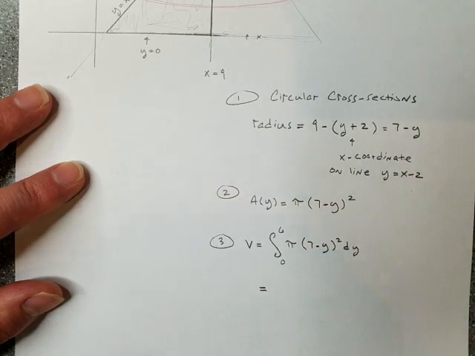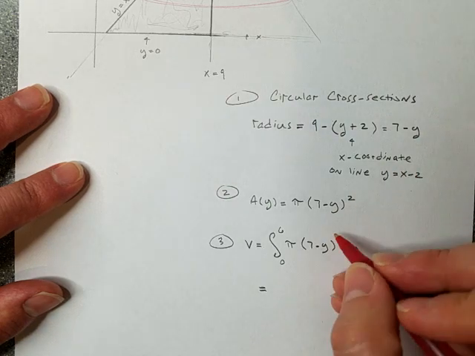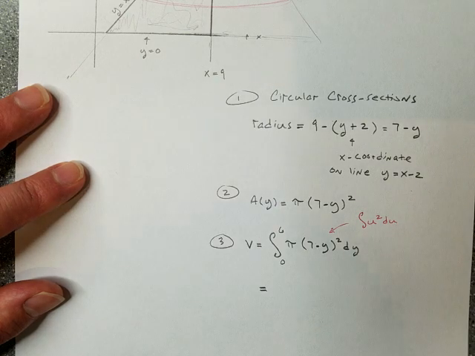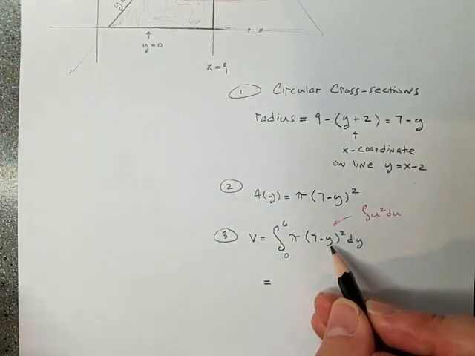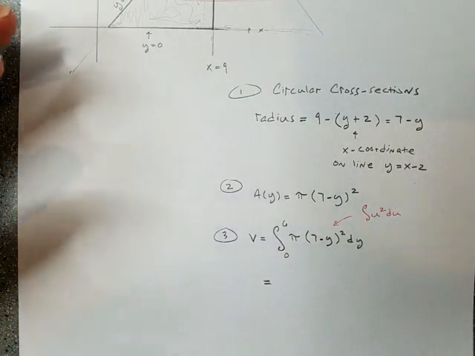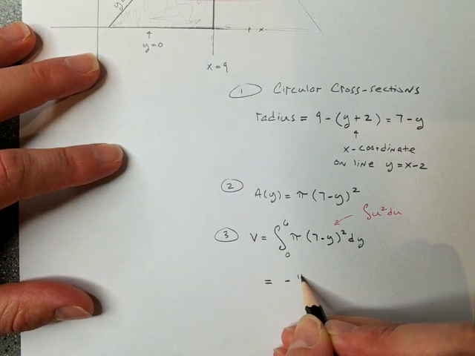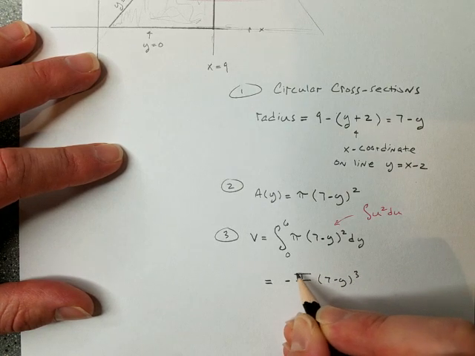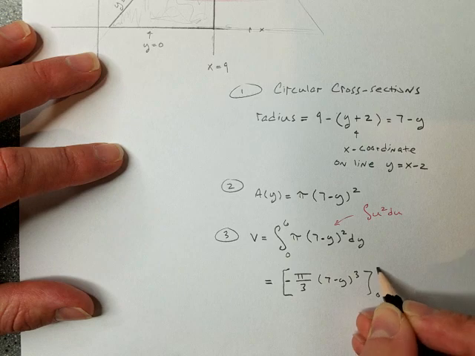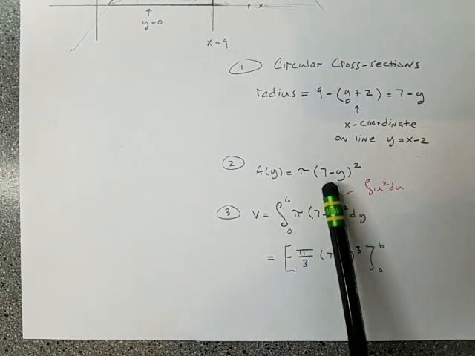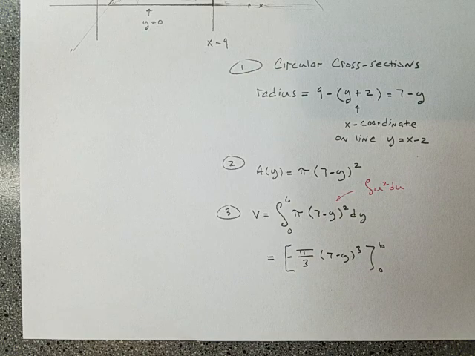If you want to do this without multiplying all that out, it turns out it's a u substitution problem. It's just u squared du. You'll let u be 7 minus y, and the du will be negative 1 dy. Okay, so you could do it like that. You'll get, for your antiderivative, negative pi over 3, 7 minus y to the third power. Then we'll take that from 0 to 6. If you're not comfortable doing it that way, then you can just multiply all that out like I did in the other examples. There's nothing wrong with that.